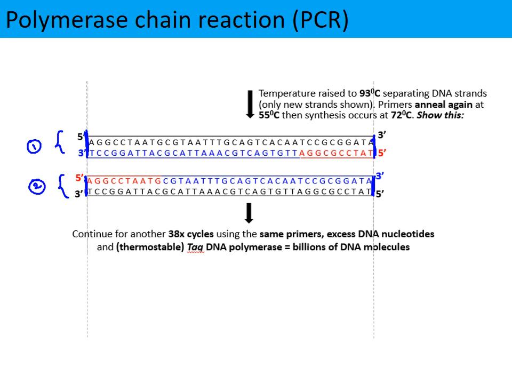Now, if we denatured both of these DNA molecules again, in the next cycle we'd get brand new DNA molecules. So we'd end up with 4 DNA molecules in the next cycle that are exactly the same length and exactly the same sequence. So this goes up, as we said, to 38 to 40 cycles.